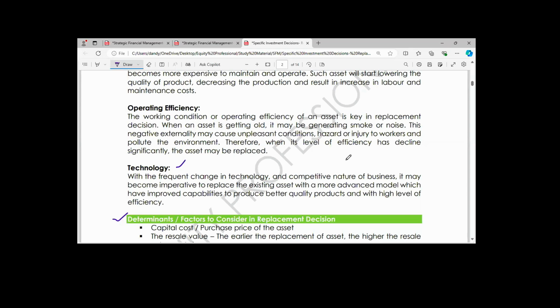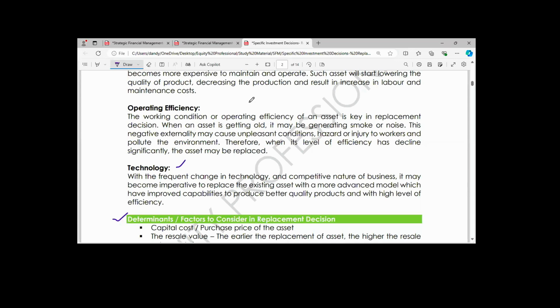Because if the company fails to replace it when the new technology is in town, the company may become laggard, especially if your competitors are already using the new technology. So these are some of the reasons for replacement of an asset.